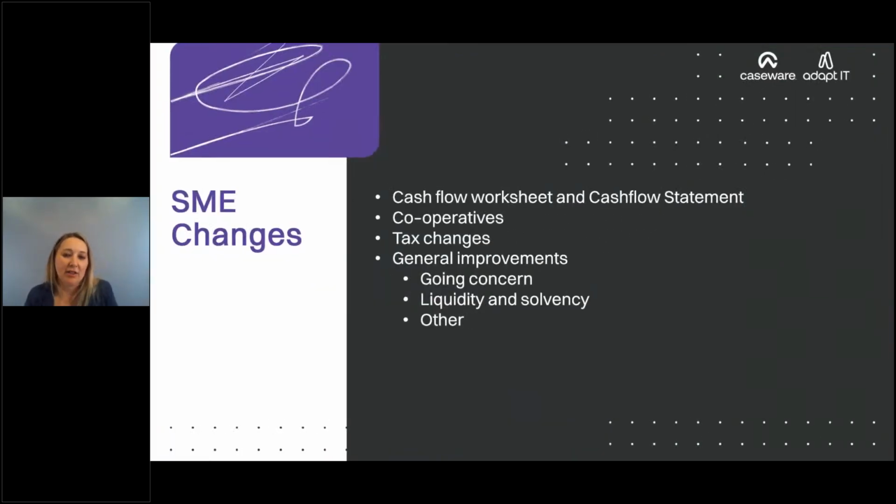Right, for the SME changes, we have done similar to IFRS: the cash flow worksheet, co-ops, tax changes, all the same, and then the general improvements on the going concern, liquidity and solvency. So I'm not going to go through those in detail. They're exactly the same in the two templates. There are quite a few other things.